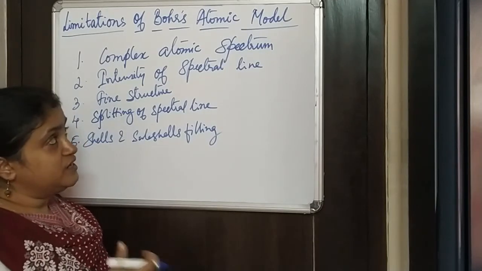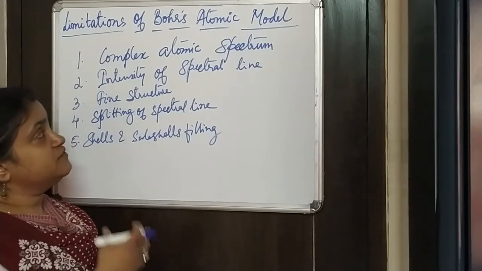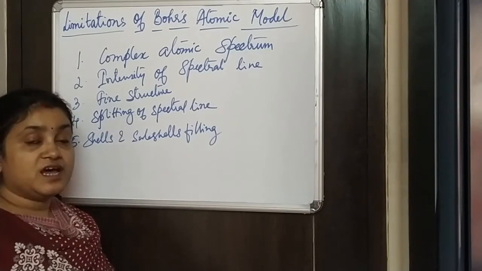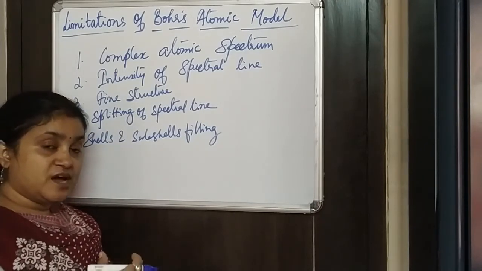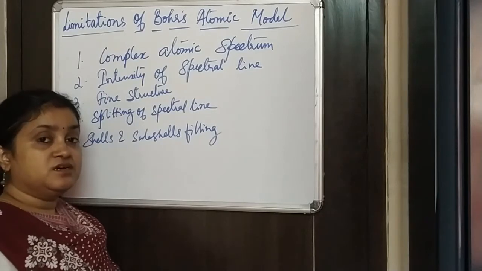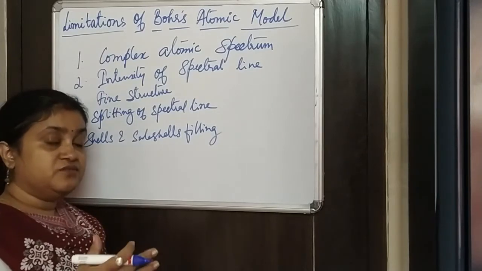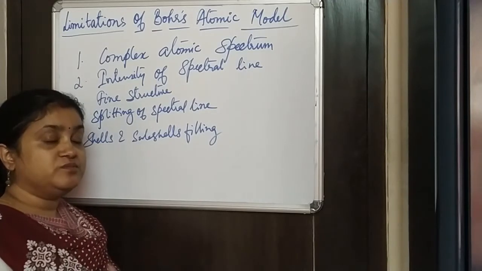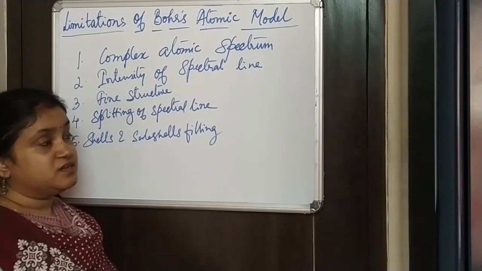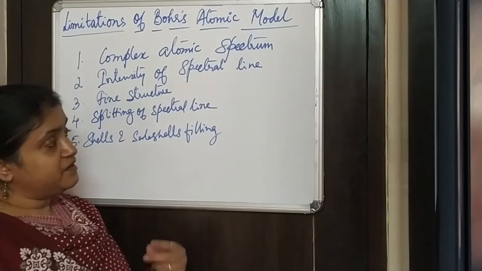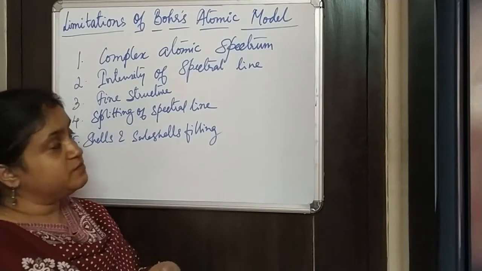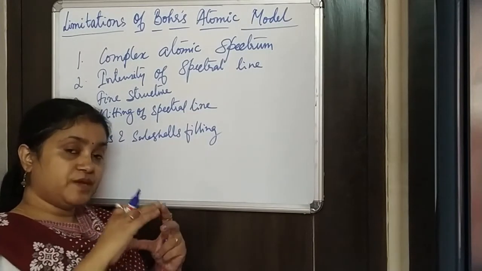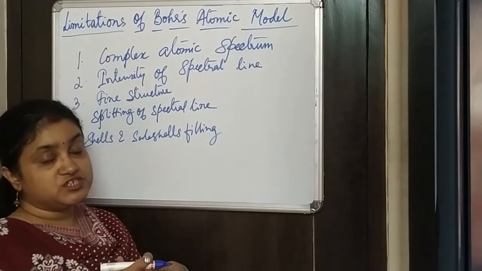But now let us look at the various limitations that Bohr's atomic model has, because of which it had to be left out, and we had to move on to solve the next problem using various other atomic models. So what happened? Bohr's atomic model successfully explained the spectrum and the spectral lines of the hydrogen atom.